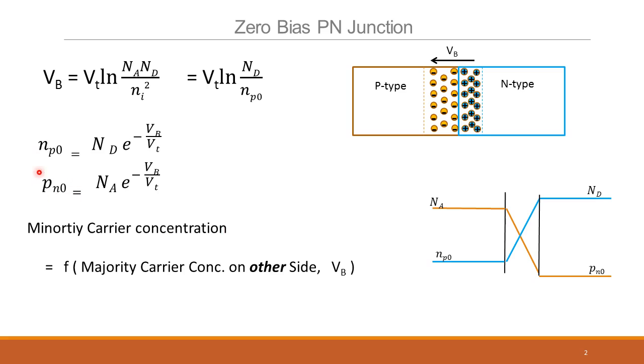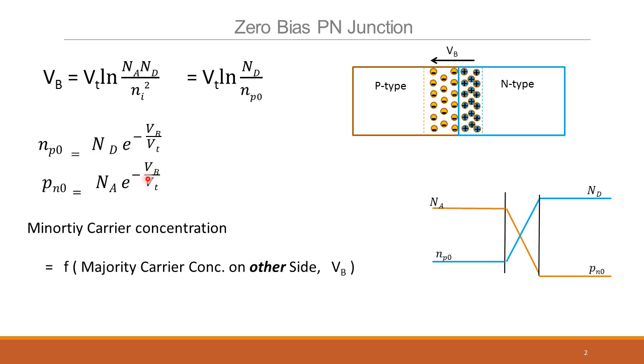Interestingly, from here we can see that the minority carrier concentration, the Np0 or Pn0, is a function of the majority carrier concentration on the other side. So electron concentration on the P side is dependent on the electron concentration on the N side. Similarly, Pno is dependent on the hole concentration on the P-type side. This isn't too surprising because the thing that is hidden is the Vb here.